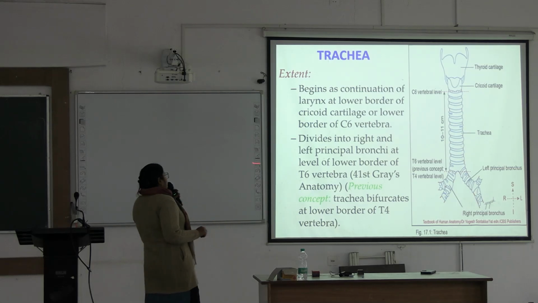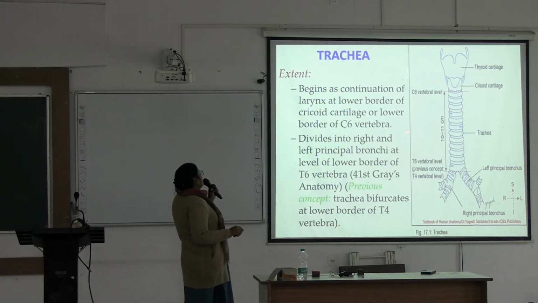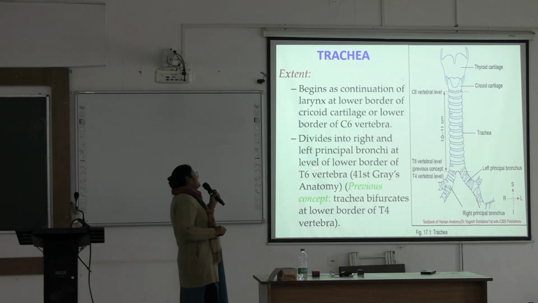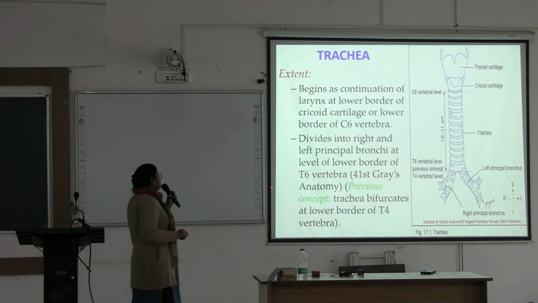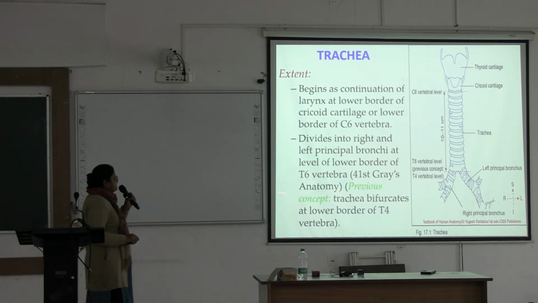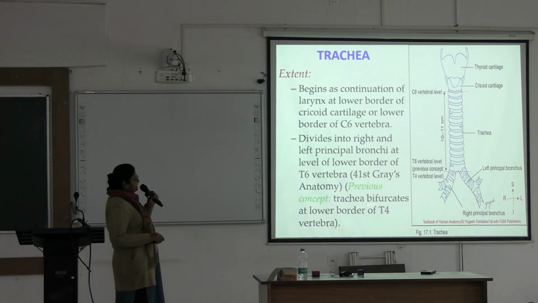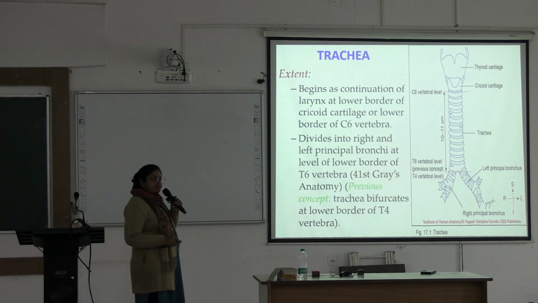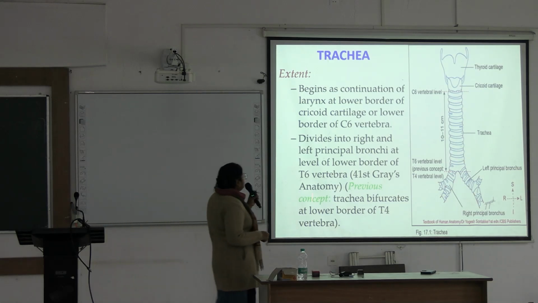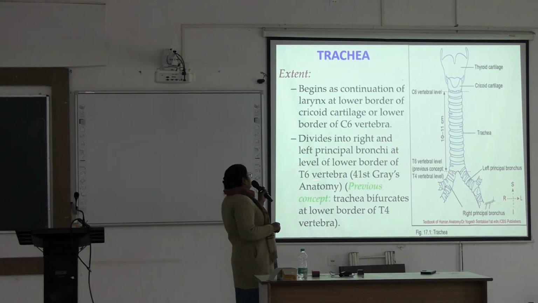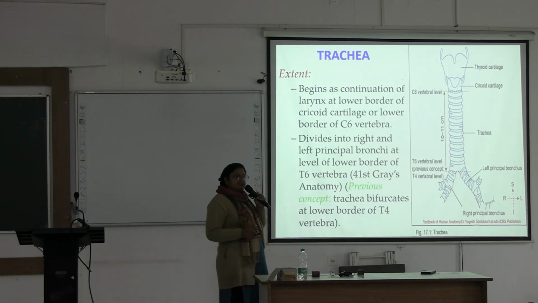And it divides into right and left principal bronchi at the level of lower border of T6 vertebra, T6 vertebra according to the 41st Gray's. Previously it was believed that trachea bifurcates at the lower border of T4 vertebra, that is sternal angle level. But according to the new concept, bifurcation occurs at the lower border of T6 vertebra.